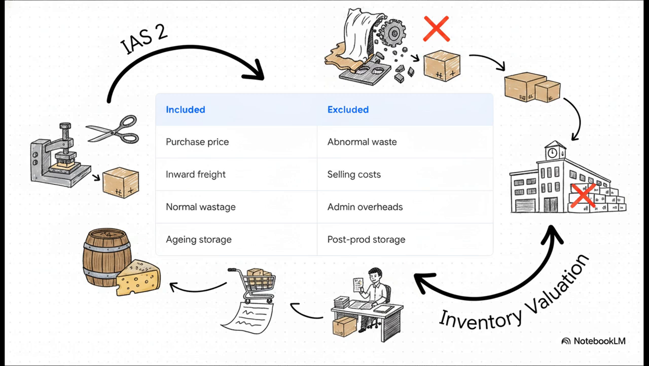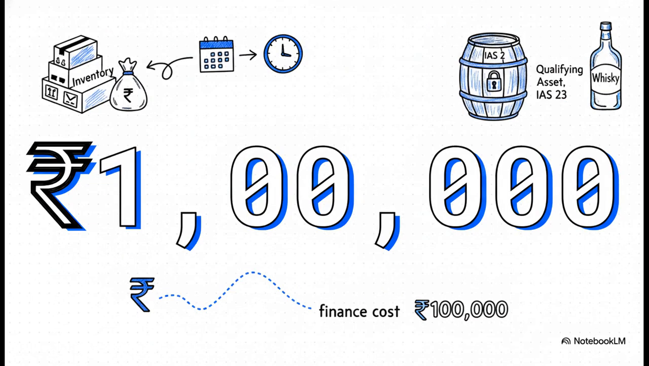Storage costs are another massive trap people fall for. General warehousing for your finished goods is just a period expense. But if storage is a necessary, integral part of the production process itself, like the multi-year aging of a fine whiskey or the curing of cheese, then that specific storage cost is capitalized into the inventory. And just remember, selling costs, outward freight to ship to customers, and general administrative overheads never ever belong in inventory cost.